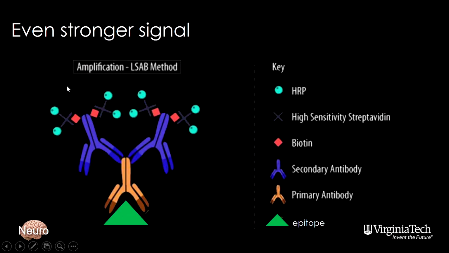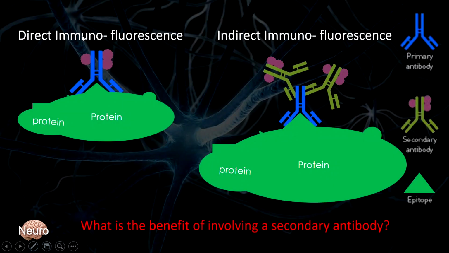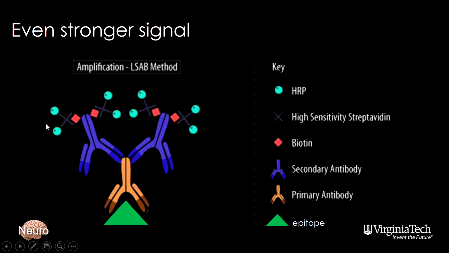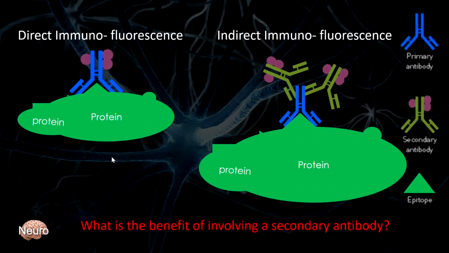And then if you want an even stronger signal, you can involve HRP mediated binding, which means you have a primary antibody, a secondary antibody, and then instead of having a fluorophore attached to your secondary antibody, you can attach biotin, here this block, and then you attach HRP. Because biotin and HRP are even smaller, the signal is stronger. So you can choose direct fluorescence, indirect fluorescence, or this HRP based staining, depending on how strong you want your signal to be.